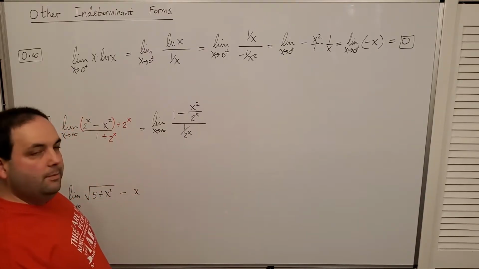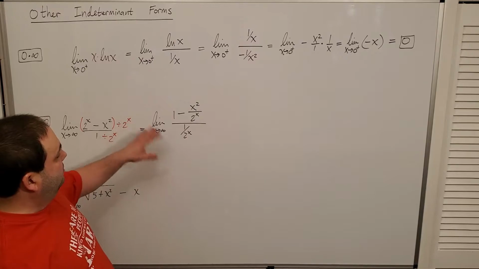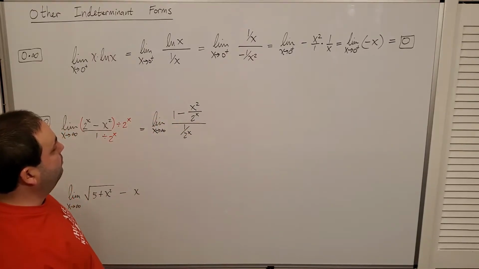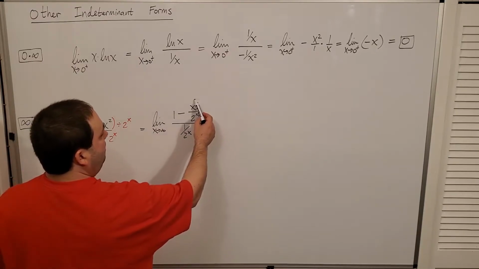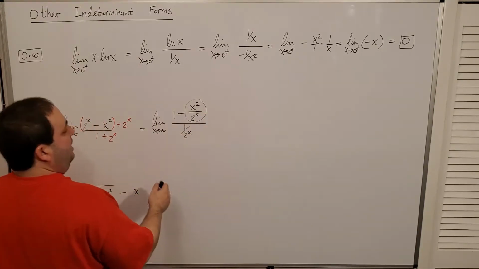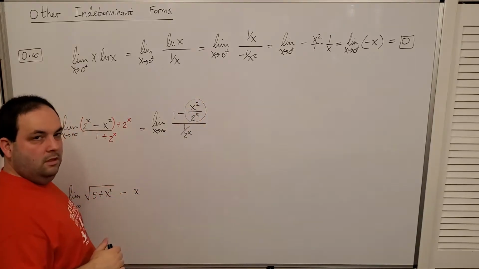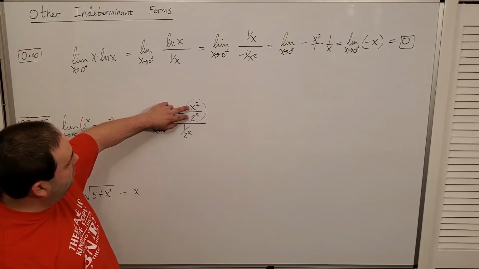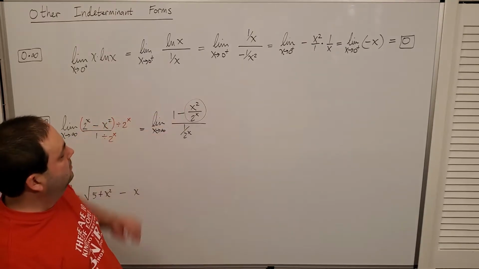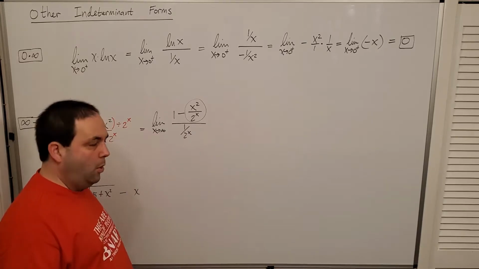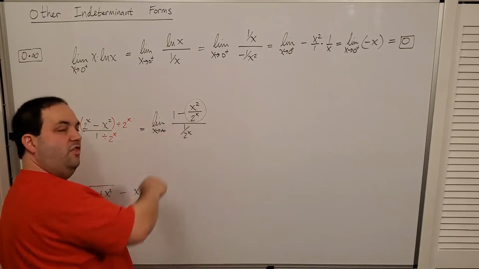And using my limit laws, I can just look at each piece individually. But most importantly, this guy right here. If I do the limit as x goes to infinity of just this piece, that's going to give me an infinity over an infinity. So over on the side for just a moment, I'm going to work out that limit.